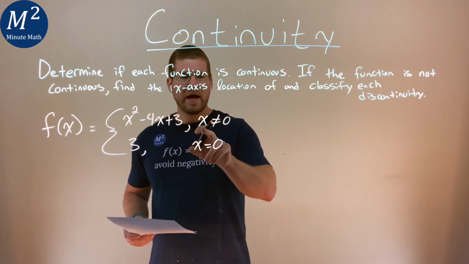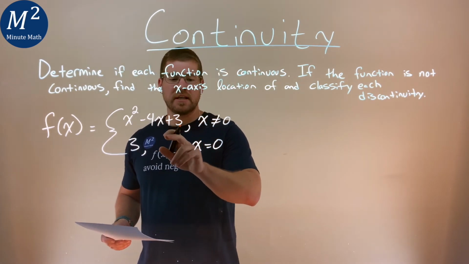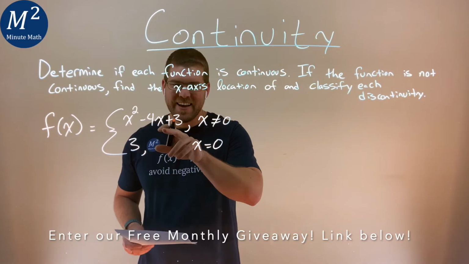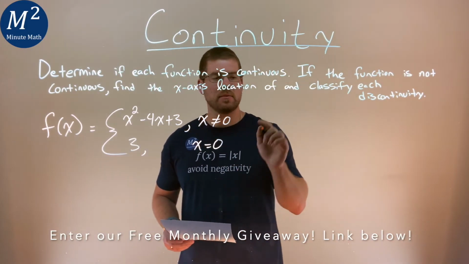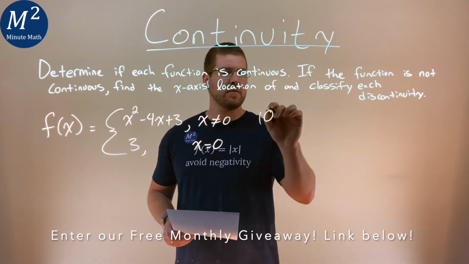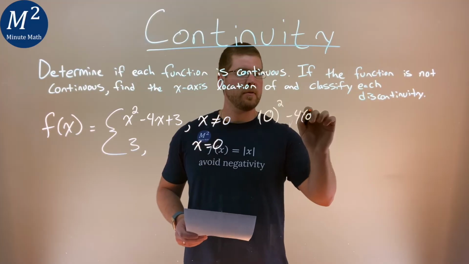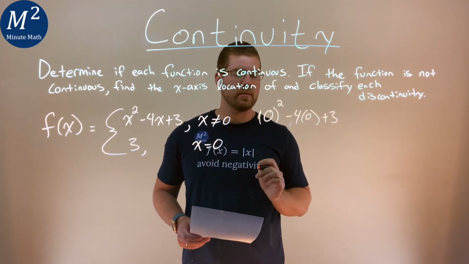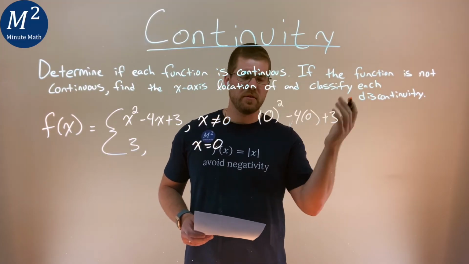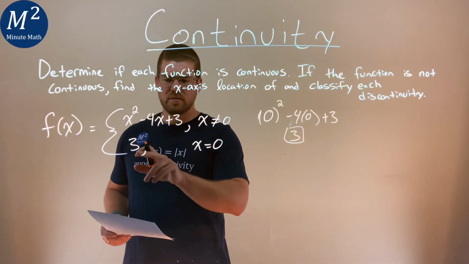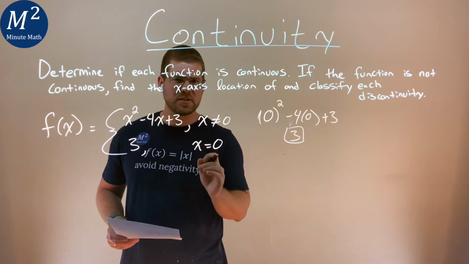Well, what I'm actually looking for is seeing if they equal the same value at x equals 0. So the top function here, what happens when x equals 0? 0 squared minus 4 times 0 plus 3. What does that equal? Well, 0 squared is 0. 4 times 0 is 0. We just get a 3 here. And this one always equals 3. So this actually has the same exact value.